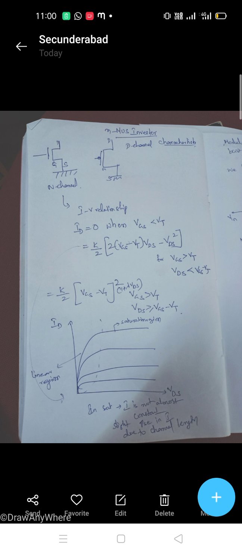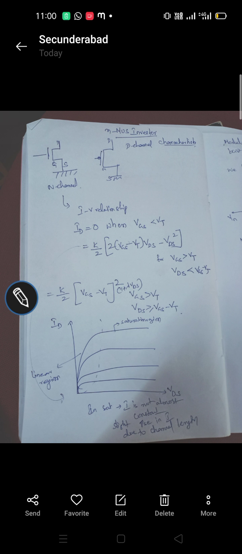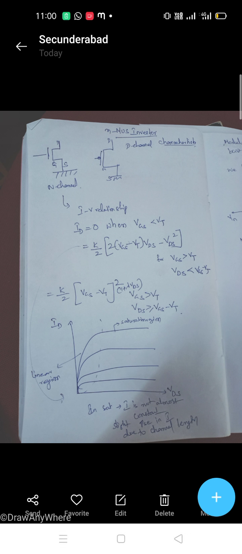In saturation, what is happening? The current is almost constant. It is slightly increasing, like this. In the saturation region the current is slightly increasing because of channel length modulation, and also because of the penetration of the drain depletion layer, this current is increasing.